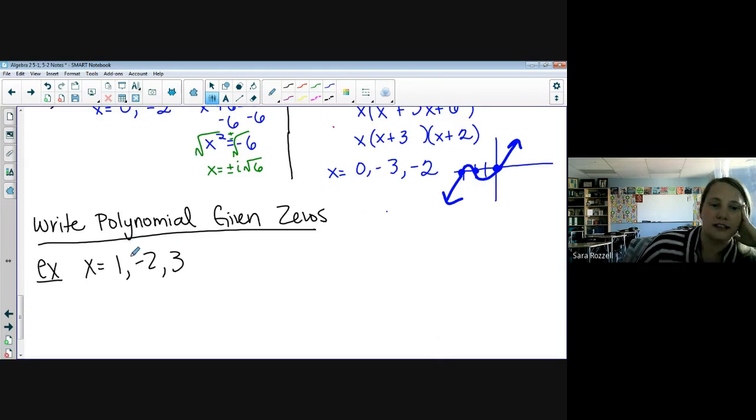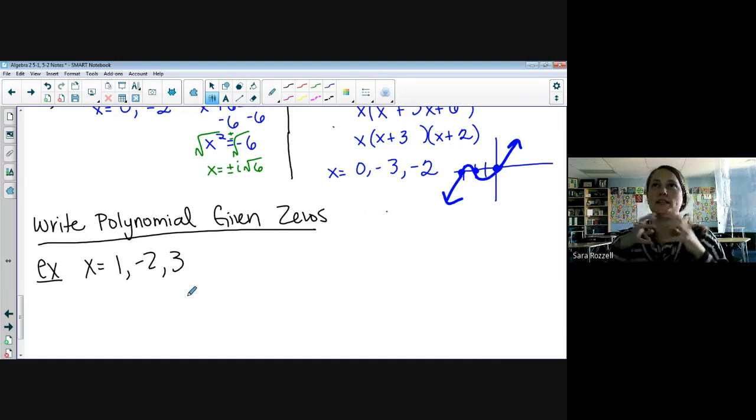So if someone said the zeros are 1, -2, and 3, you would tell them that you need how many sets of parentheses in this problem? You're going to need 3 sets of parentheses. We need a set of parentheses for each of our zeros. Okay?